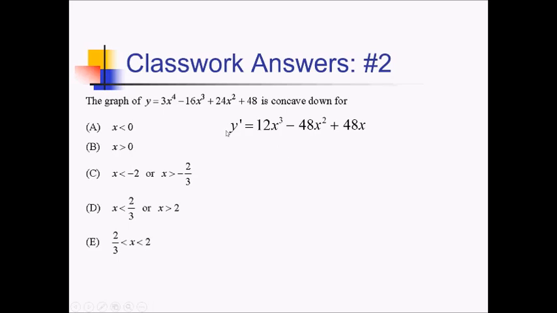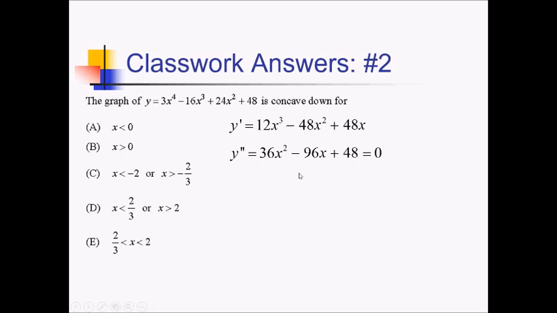And now let me take one more derivative to get y double prime. So that's going to be 36x squared minus 96x plus 48. And what can I do at this point? Well, I need to figure out critical values. So let me set that equal to 0, and I'm going to do some sign analysis once I find those critical values.